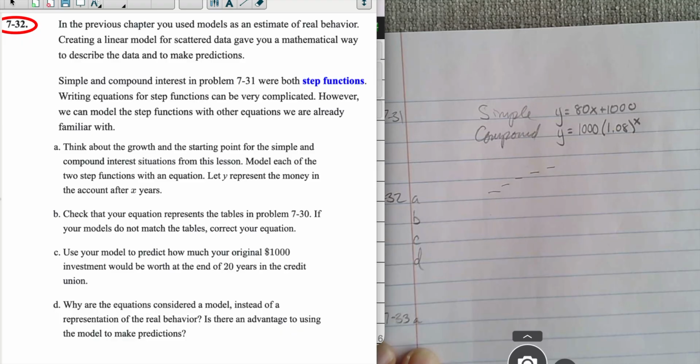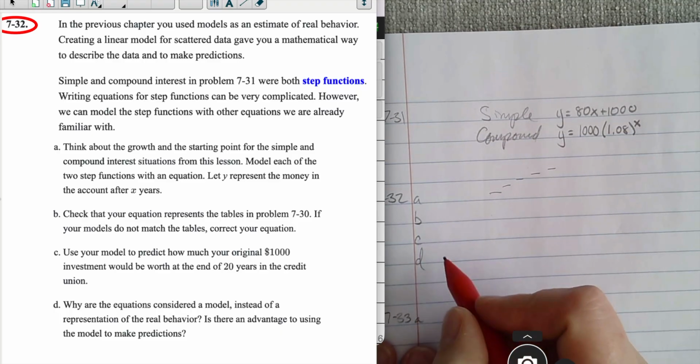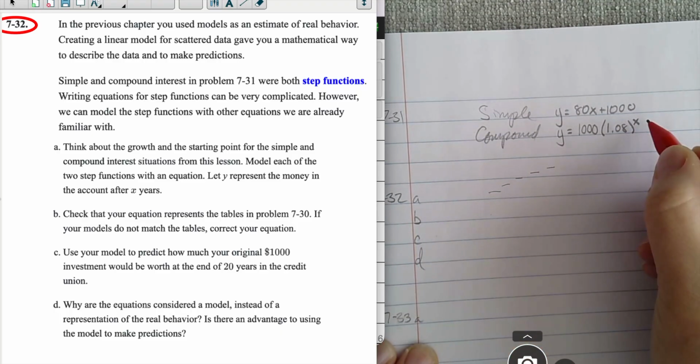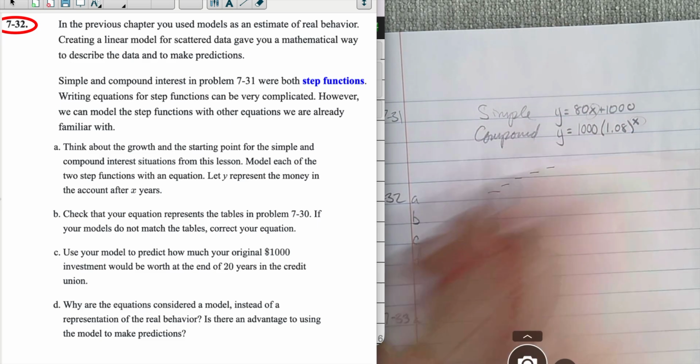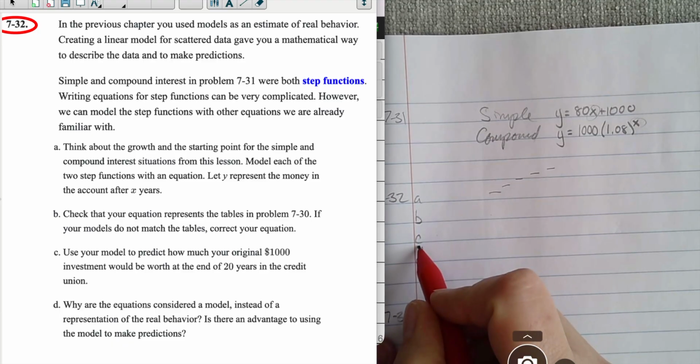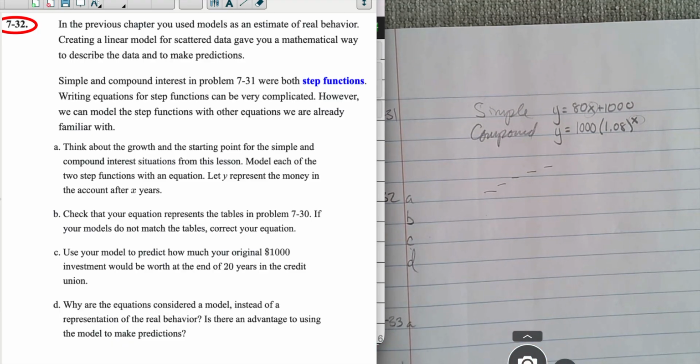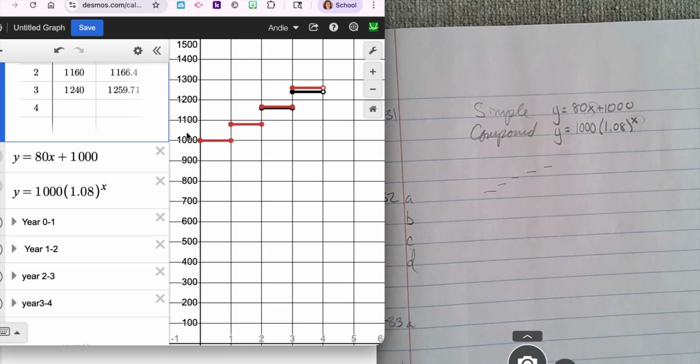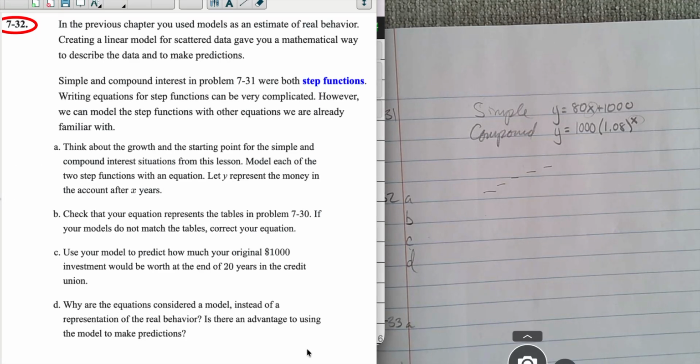Let's skip on down to part C. It says, use your model to predict how much your original $1,000 investment would be worth at the end of 20 years in the credit union. So what they're telling us to do is plug in 20 for X in each of these two places. Now keep in mind, they're saying the end of the year, but that doesn't actually matter because, like we said, it's flat all the way through the year. So it doesn't matter if I'm checking the amount of money on January 1st or December 31st, the same amount is in the account the entire time.